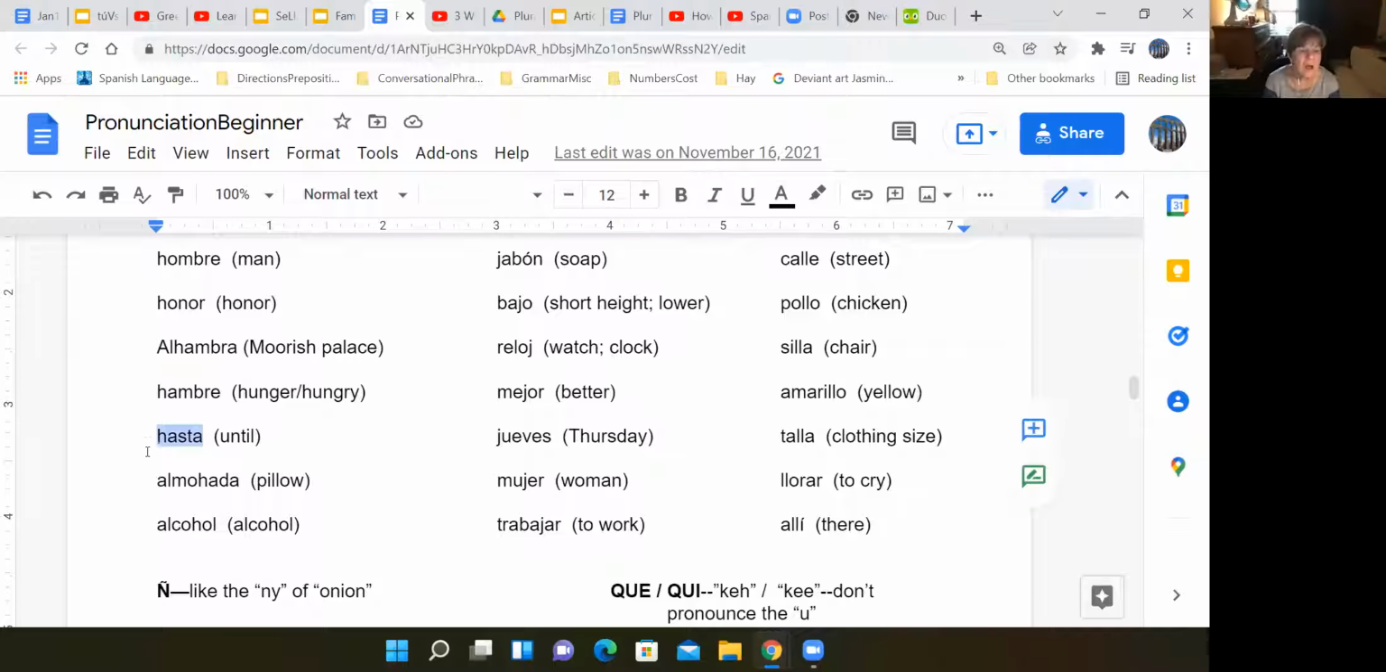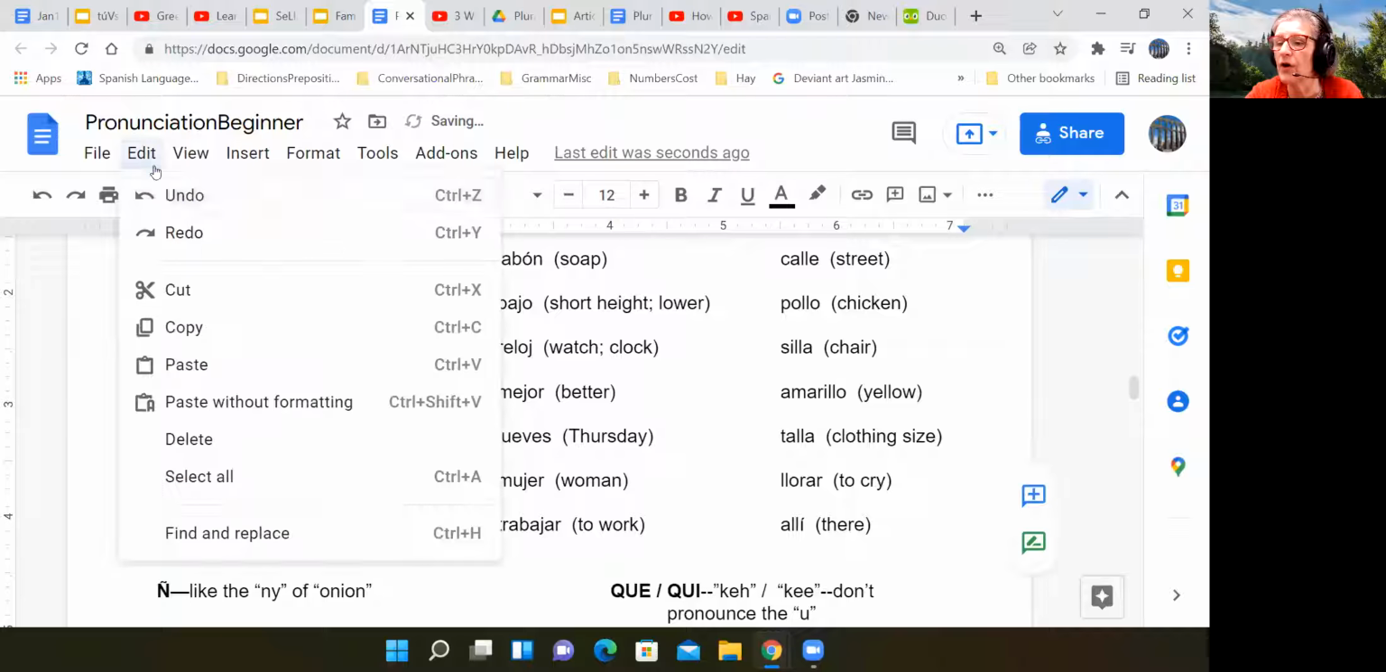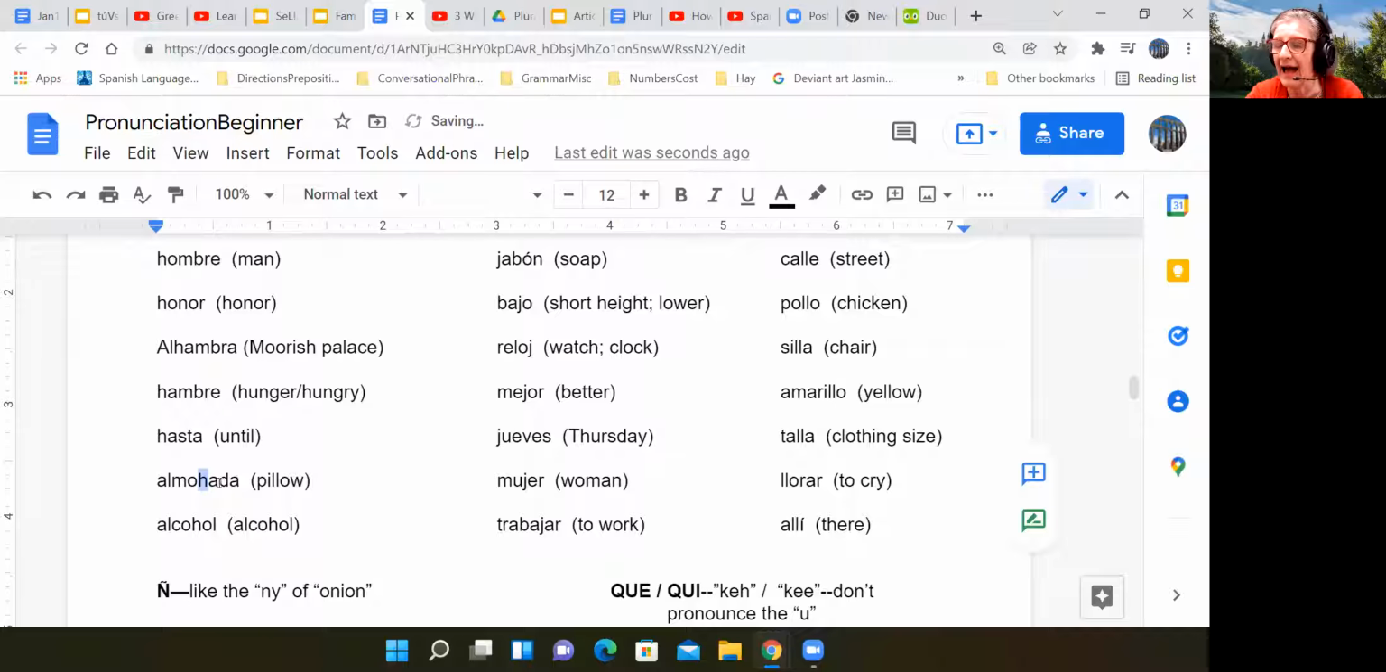Hasta. Hasta luego, see you later, is literally until later. Hasta means until. Here's an H that's hard because it's sneaky, sitting in the middle of the word. So we're going to pronounce the O, we're going to pronounce the U, we're going to pronounce the O, and we're going to pronounce the A.